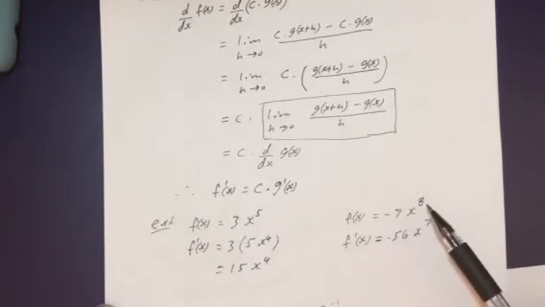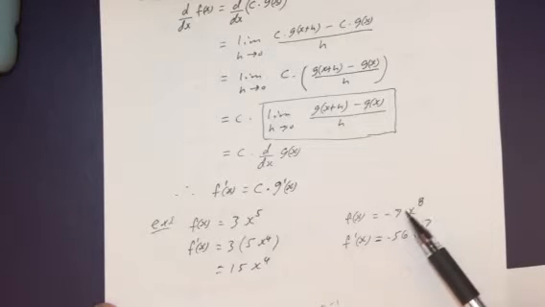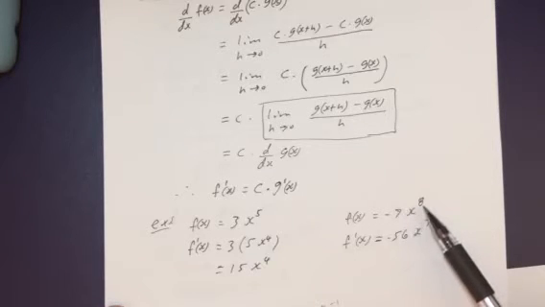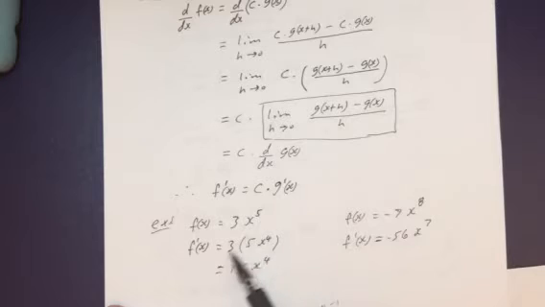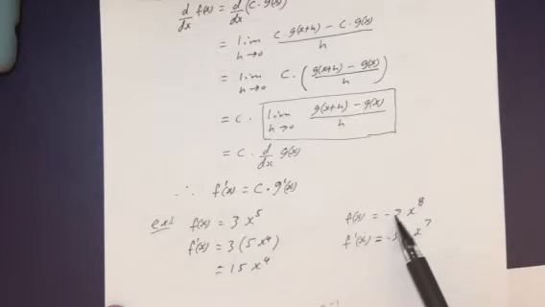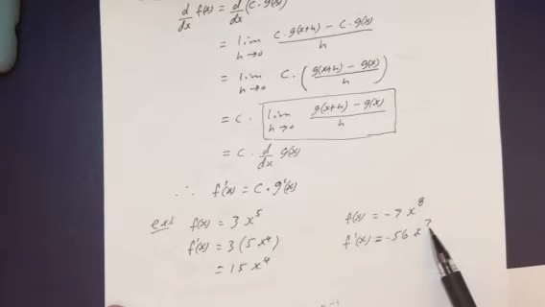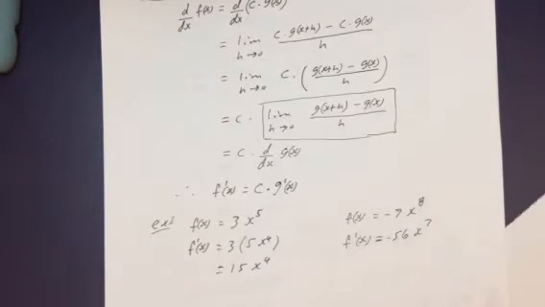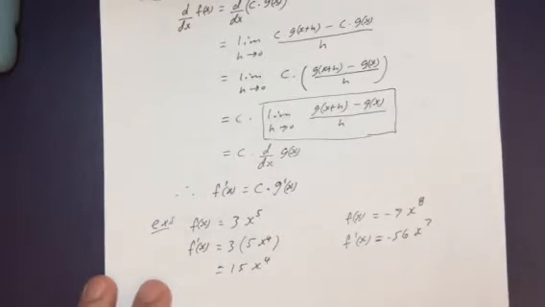This one, same thing, bring the 8 down in front, but we can actually make it even easier. So you know you're going to have to multiply these constants together, so just do it as you bring it down. 8 times negative 7, negative 56. Reduce it by 1. Okay, so that is the constant rule.